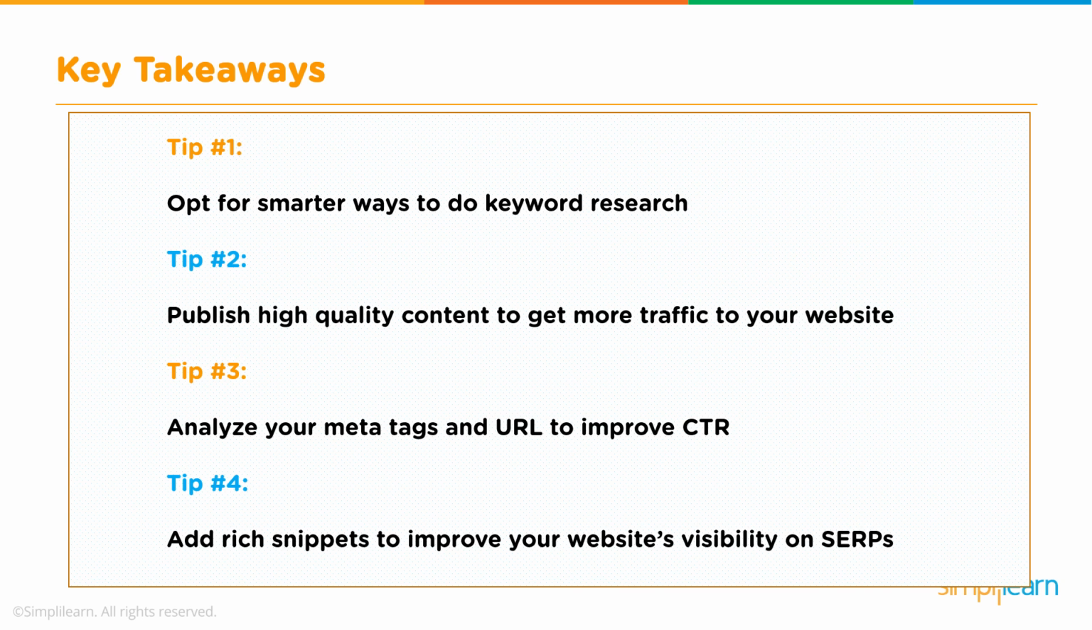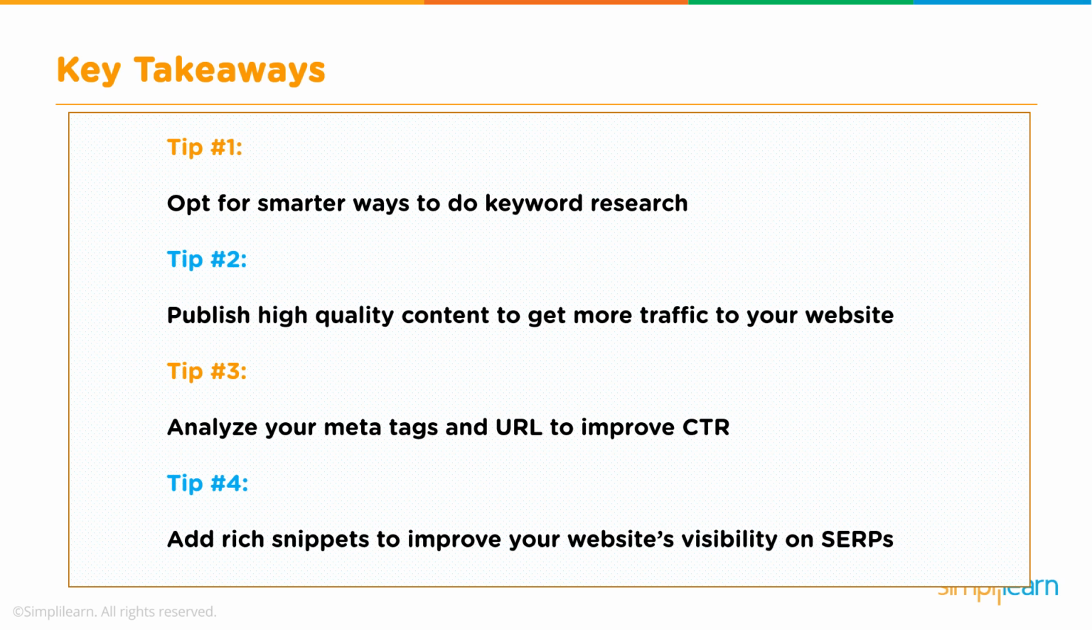So let's talk about some of the key takeaways from today's tips. So remember, tip number 1, we want to opt for smarter ways to do keyword research. So remember, we want to look at volume. We want to look at competition. We want to create themes, put them in a spreadsheet. So we want to be smarter in the way in which we choose our keywords.